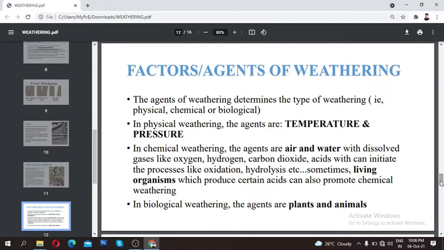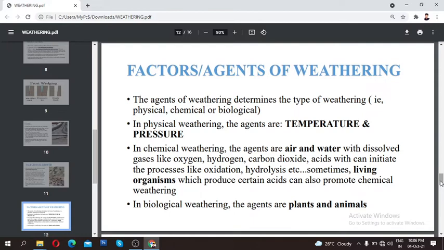Okay. Then moving on to chemical weathering, the agents are air and water. As we know, some chemical process has to occur in chemical weathering. So, water is a major element. Then next is air. In air, we know there are various gas molecules or various types of gases present, for example, oxygen, hydrogen, carbon dioxide, various acids, and water vapor. Everything will be present.